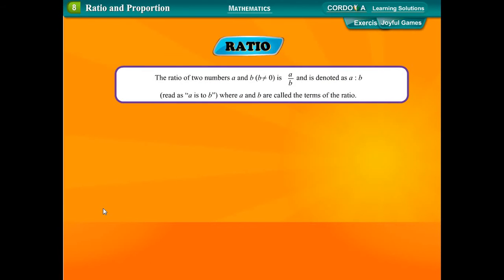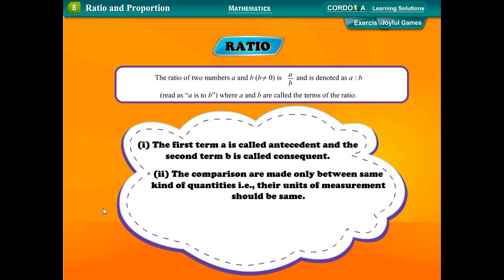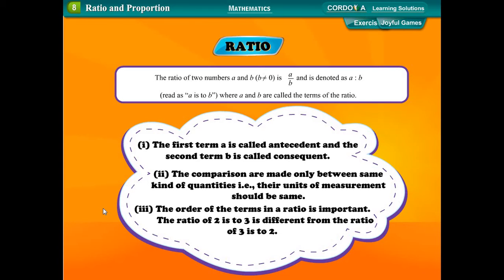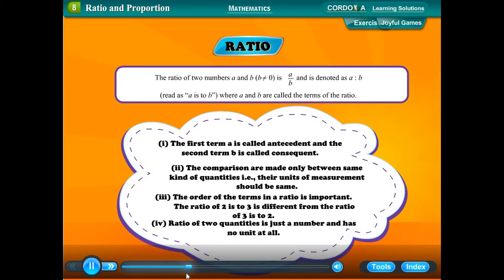Ratio. The ratio of two numbers A and B, B not equal to 0, is A upon B and is denoted as A:B, read as A is to B, where A and B are called the terms of the ratio. The first term A is called antecedent and the second term B is called consequent. The comparison is made only between the same kind of quantities, that is, their units of measurement should be the same. The order of the terms in a ratio is important. The ratio of 2:3 is different from the ratio of 3:2. The ratio of two quantities is just a number and has no unit at all.